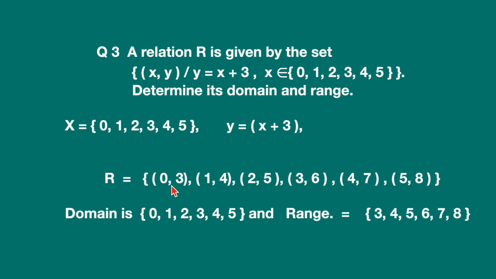Okay. And these ordered pairs will satisfy this condition. The domain: write down the x values 0, 1, 2, 3, 4, 5 and the range is 3, 4, 5, 6, 7, 8.